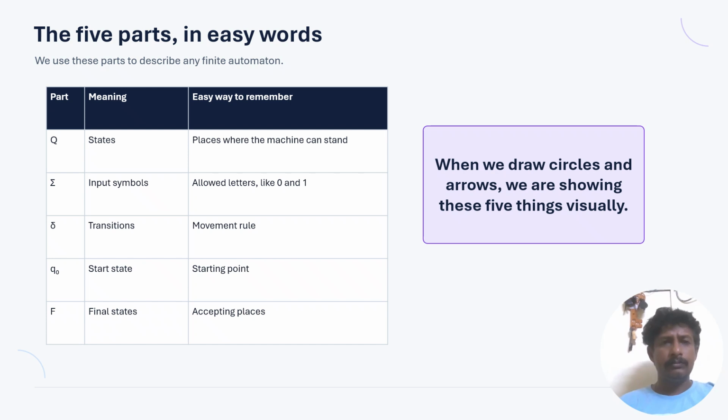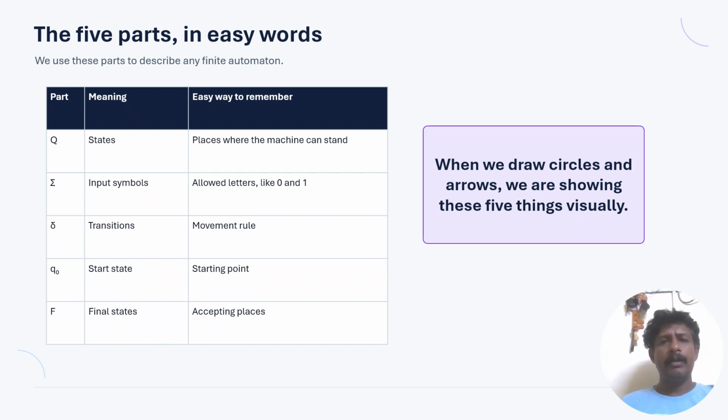Now, in textbooks, a finite automaton is usually written in five parts. You may say Q, sigma, delta, q0, and F. But let us not memorize it blindly. Q means the collection of states. Sigma means the input symbols, like zeros and ones. Delta means the transition rules, which tell us where to move. q0 is the start state. F is the final state.